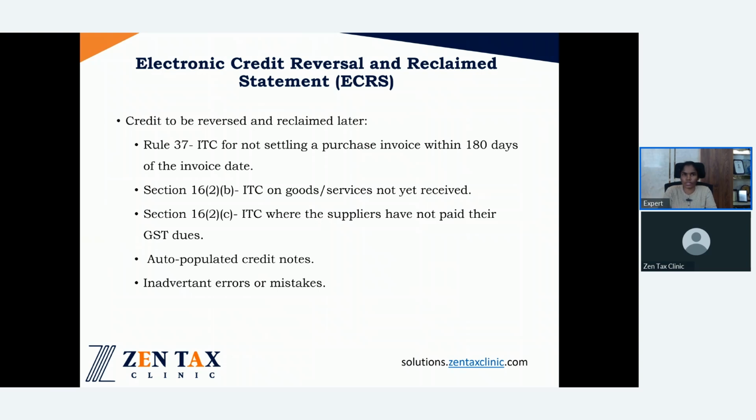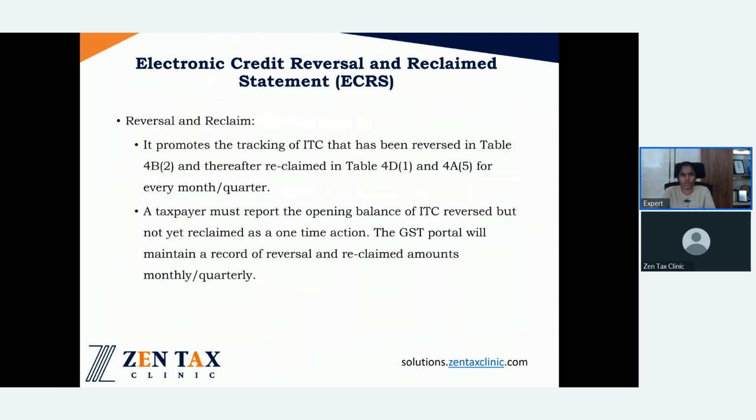So these could be the reasons, and the temporary reversal could also be due to auto-populated credit notes or any inadvertent errors or mistakes of claiming ITC by the recipient. So these could be the reasons why credit needs to be temporarily reversed and reclaimed later. Now, how does this ECRS help in keeping track of the ITC reversed and reclaimed? It promotes tracking by allowing the taxpayer to declare the ITC to be reversed in Table 4B2 and thereafter reclaim it in Table 4D1 or 4A5.